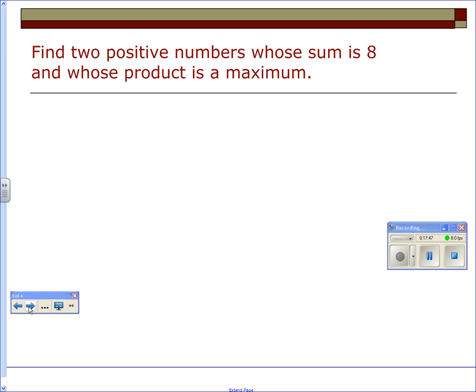It just says two positive numbers. If it said just two integers, then it could be positive or negative. But it says only positive integers, so our x and our y, or a and b, or whatever you want them to be, have to be positive. Does that make sense? So what equation could I make whose sum is 8?